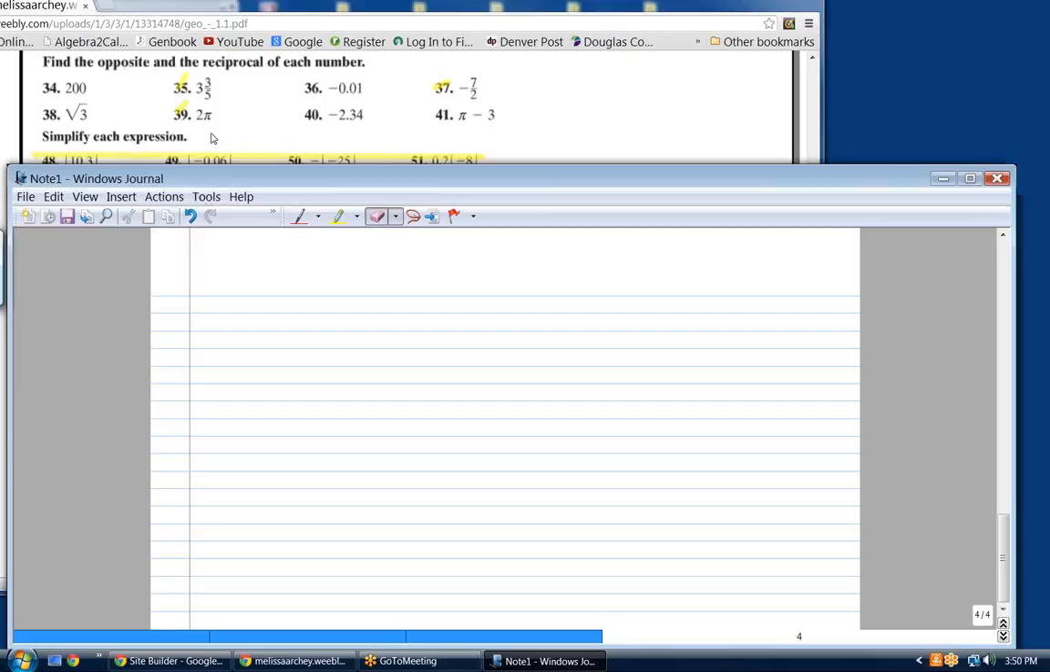So what's the opposite of 2 pi? Negative 2 pi. Correct. And what is the reciprocal of 2 pi? 1 over 2 pi.